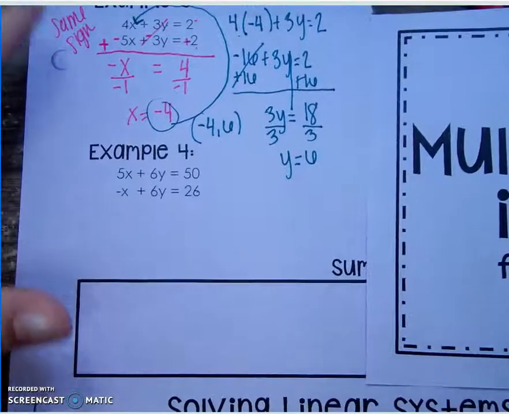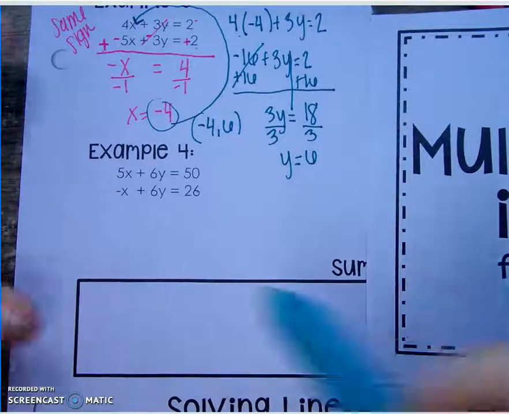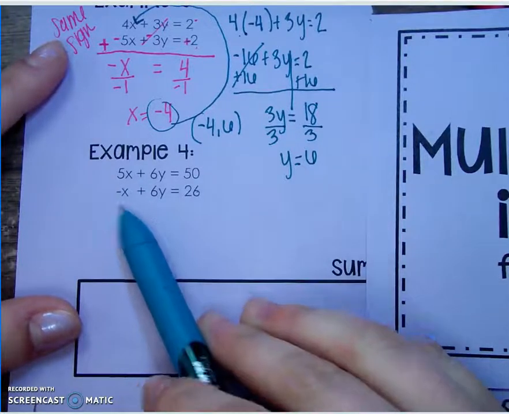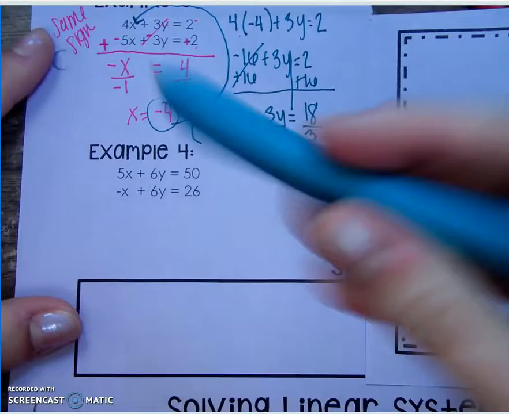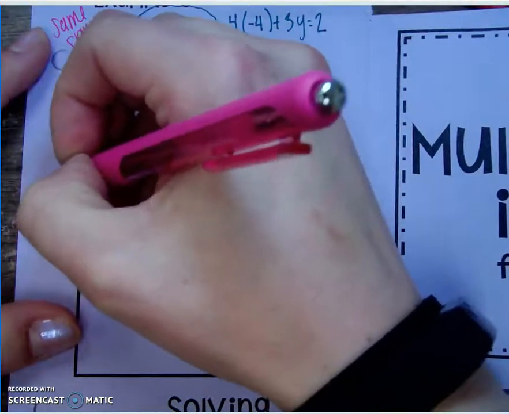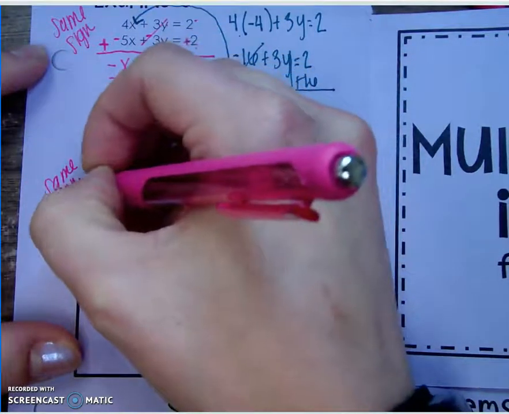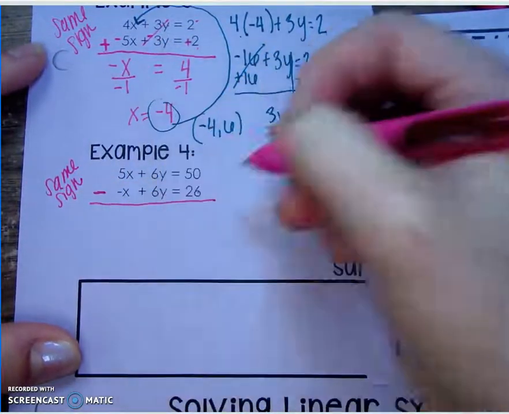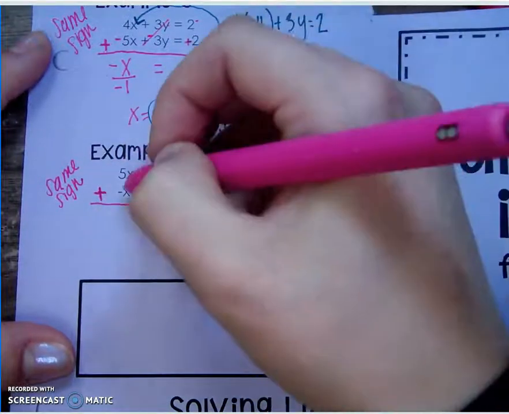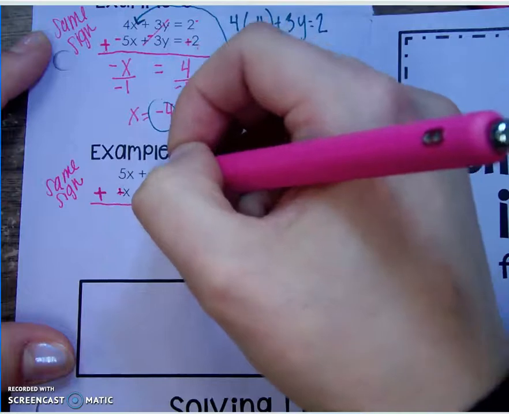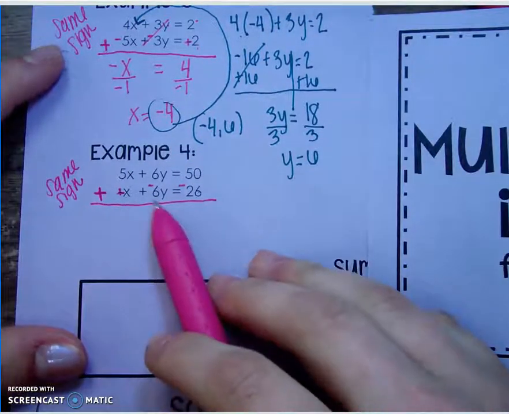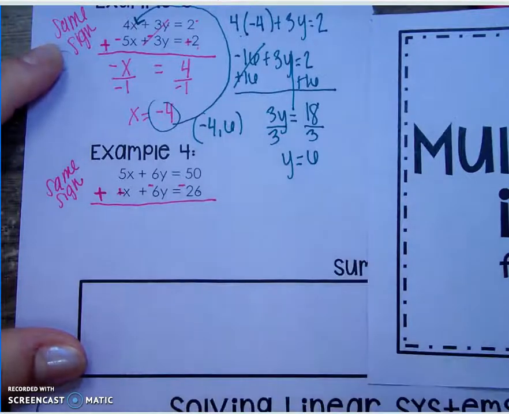All right, and moving on. We have a 5x and a negative x. Those don't have the same coefficient, but the y's do. We also here have the same sign. So same sign, we're going to subtract. And when we subtract, don't forget to keep the top the same, change it to a plus, and change the sign of the entire bottom row. I made that x a positive, the 6 a negative, and the 26 a negative.